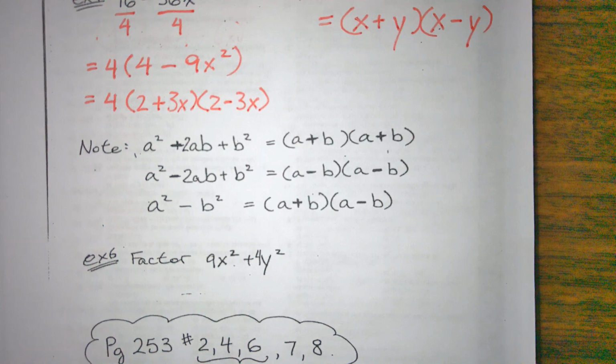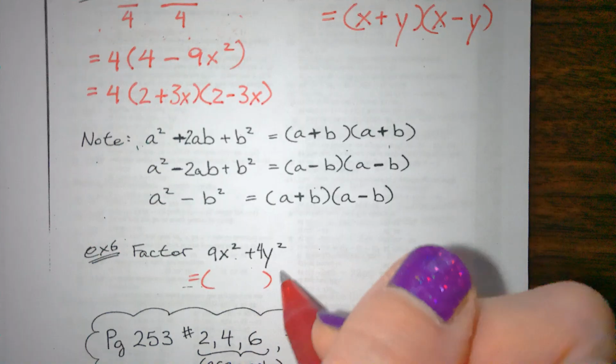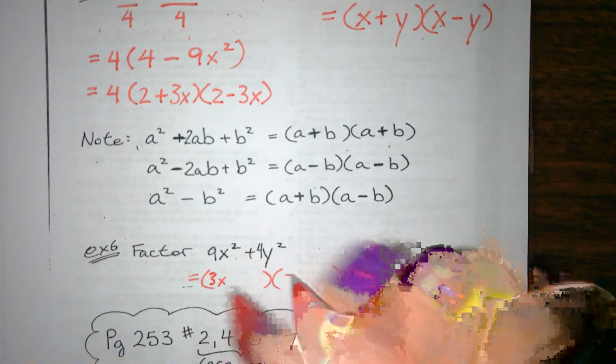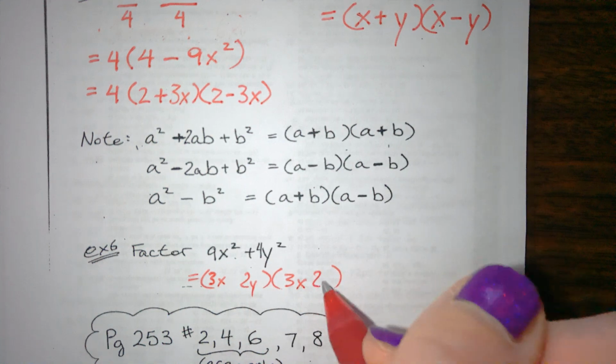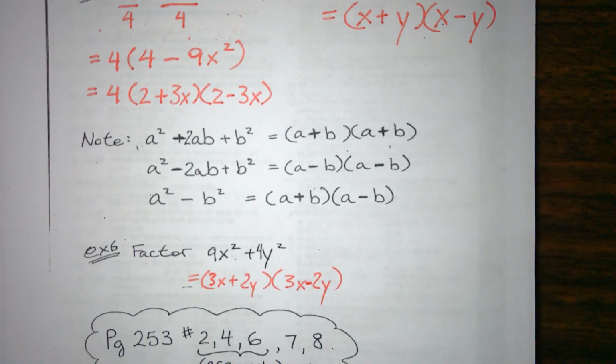All right, 9x squared plus 4y squared. What does this equal? Okay, Jaden, what do you think? 3x minus 2y, 3x plus 2y. Okay, so Jaden says, don't write this down yet, guys, 3x, 3x, 2y, 2y, and then he said because there's no middle term, one is plus, one is minus. But if I expand this out, I'm not gonna get the same answer.